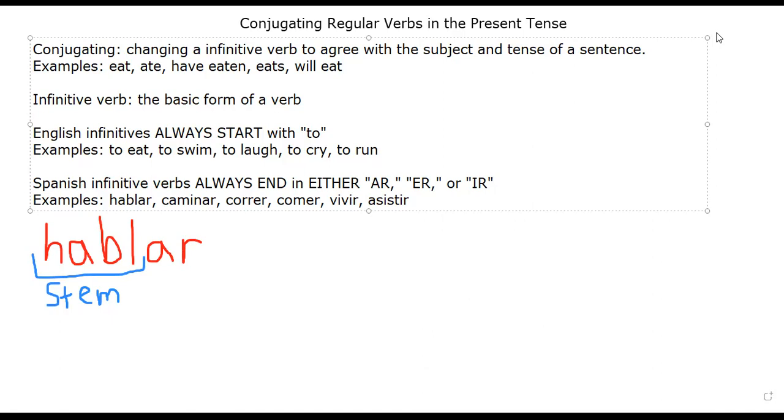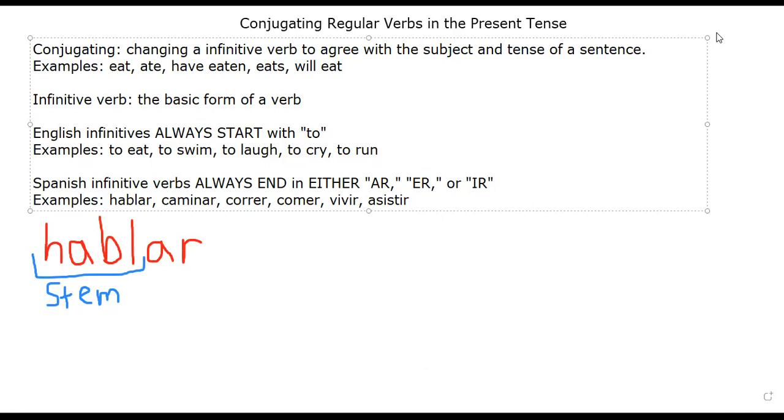In English, infinitive verbs always start with the word to. For example, to eat, to swim, to laugh, to cry, and to run. On the flip side, Spanish infinitive verbs always end in either AR, ER, or IR. For example, we have hablar, caminar, correr, comer, vivir, and asistir.